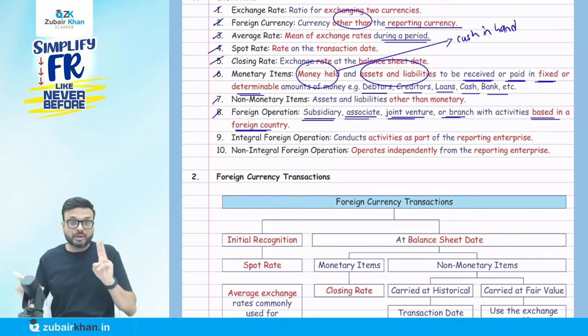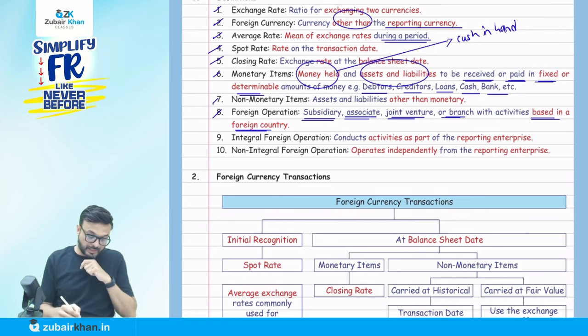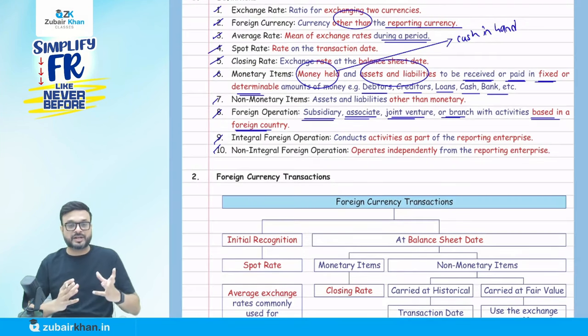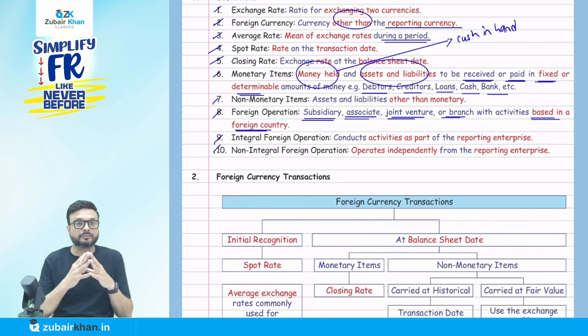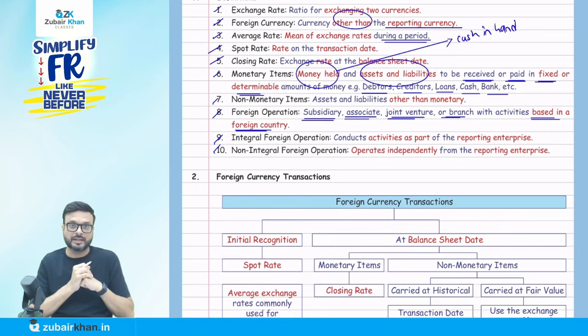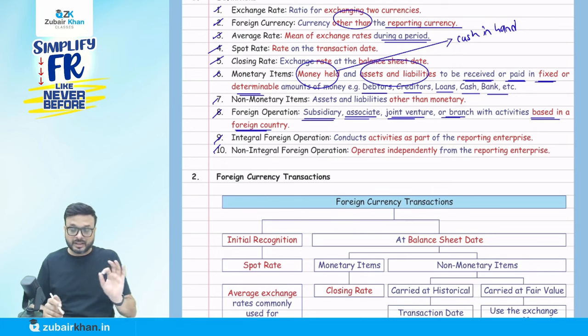There are two types of foreign operation, integral and non-integral. Integral means it is just an expansion, they are basically part of my business. For example, we have an office in Chennai and now we have a branch in Dubai. Is it integral or non-integral? It depends. If the branch we have in Dubai depends on us only, we are going to send the goods to them, if they need funds we will give them, we call it integral. They will mention it in your question, don't worry. So they conduct activities as a part of the reporting enterprise.